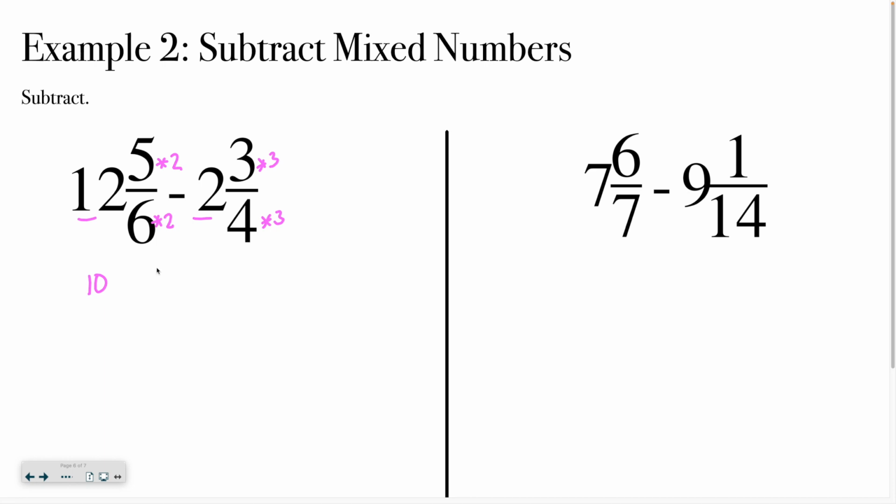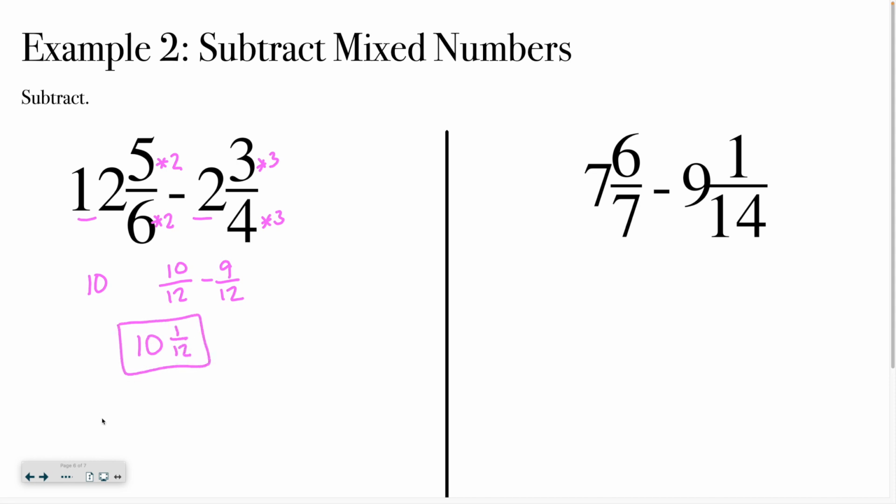So I have 10/12 minus 9/12. Oops, it erased everything when I hit undo. Let me try that again. 9/12. So if I were to subtract that, I would end up at 10 and 1/12.